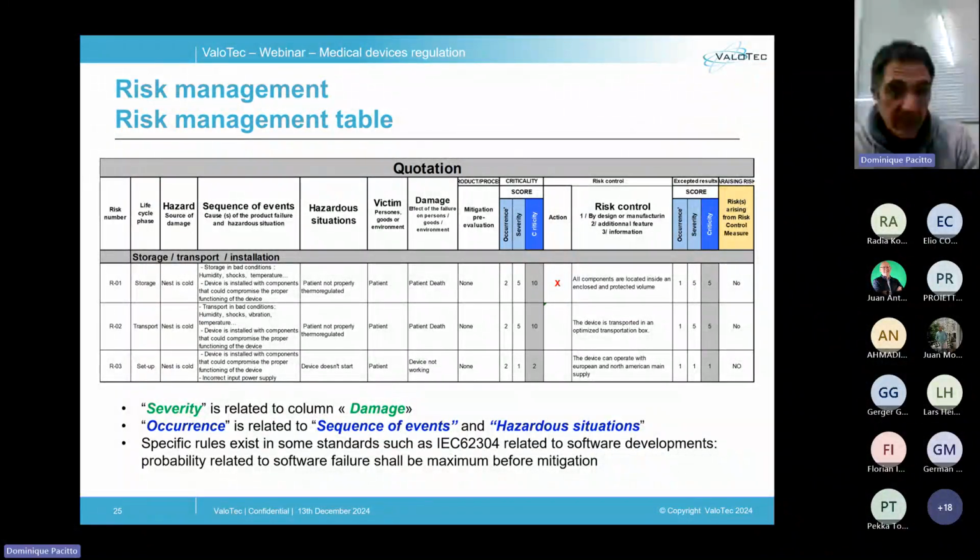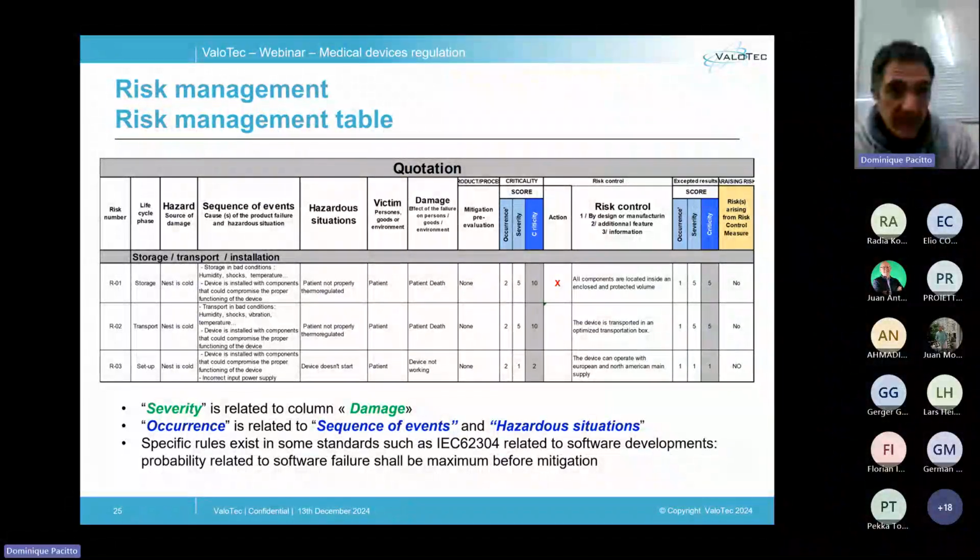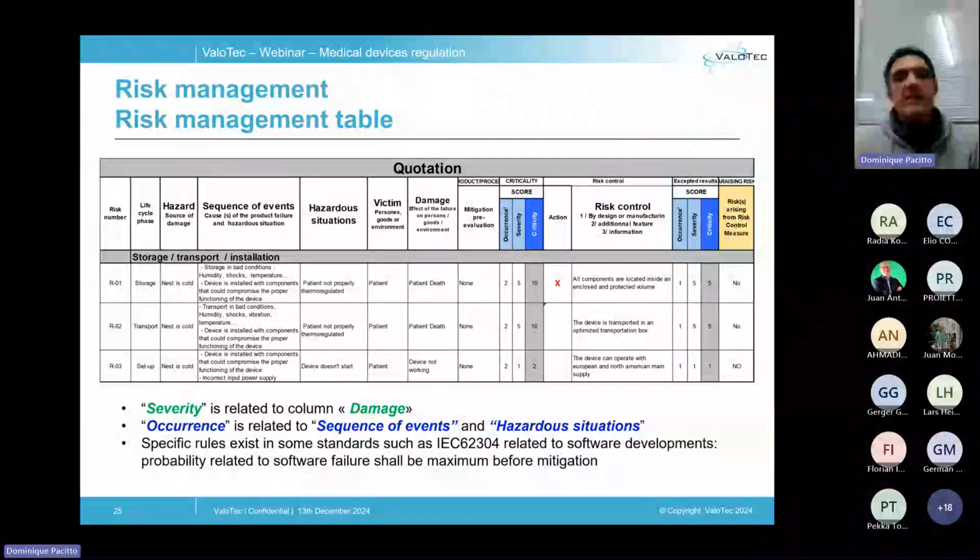Then you have an optional column for mitigation and pre-evaluation, which is rarely used, but it is interesting as it can provide already existing or by default mechanisms, considerations, structure, or practices impacting the risk level.